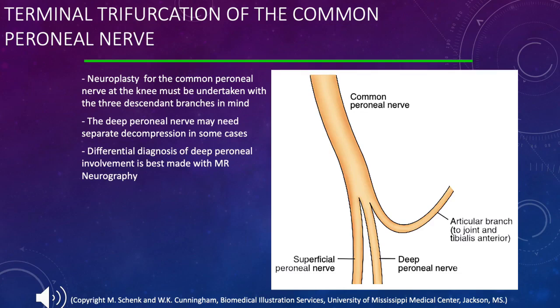The deep peroneal nerve dives fairly sharply inwards under the fibular head along the surface of the fibular neck and reaches deep portions of the tibialis anterior, while the superficial peroneal nerve proceeds distally in a more superficial location. The articular branch should be preserved when at all possible.